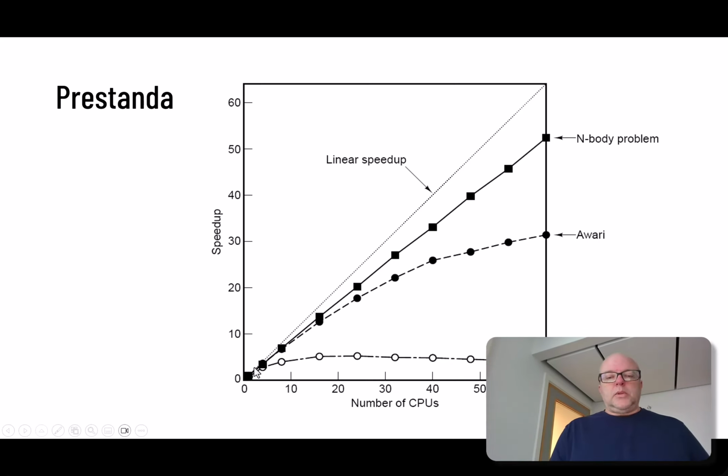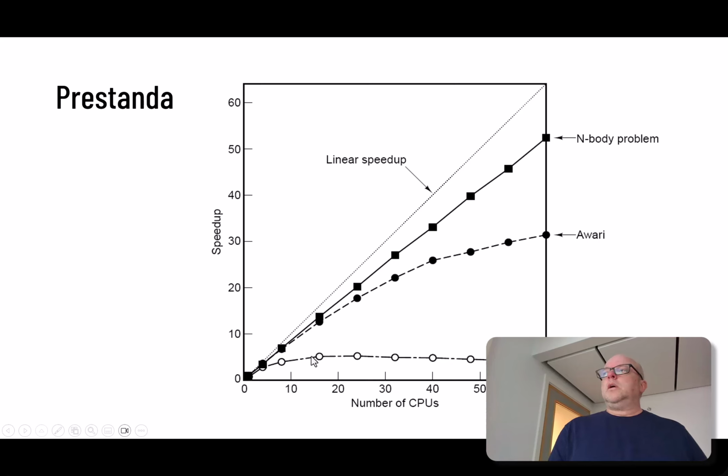But then there can be problems that look like this. For example, if you're going for 60 here, you have a 30 times speed-up. That is still good. But if you have something like here on the bottom, is it useful to go more than 10 processors?